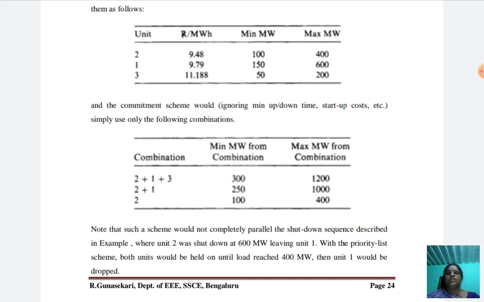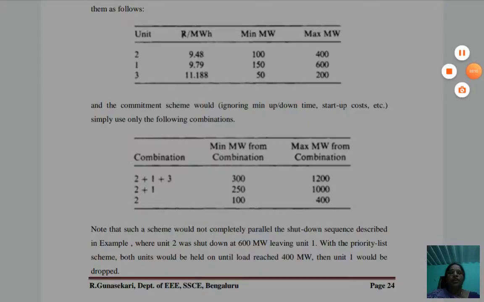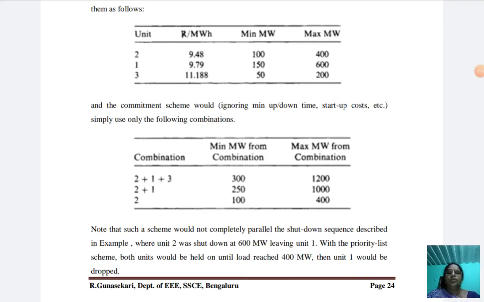All three units are synchronized and connected in the interconnected power system, in service to meet our load demand. The minimum load for that combination is 300, because unit 2 is 100, unit 1 is 150, and unit 3 is 50. The maximum load is 400 plus 600 plus 200, so the total maximum load is 1200 for the combination of these three units.